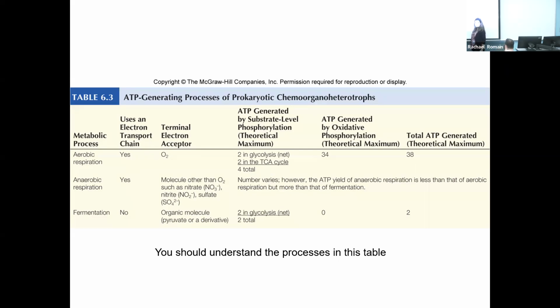Can you say the substrate level one more time? So substrate level phosphorylation is direct production of ATP in a chemical reaction.